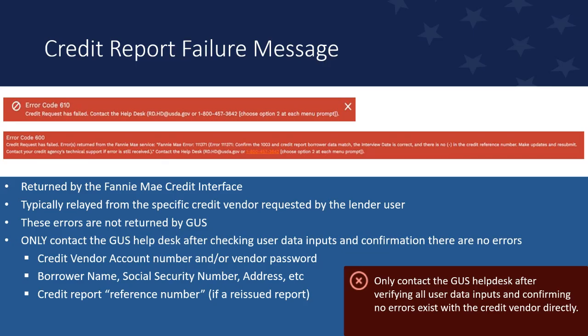If no errors are found, then we recommend reaching out to the credit vendor to resolve this before you contact the GUS help desk. As a last resort, contact the GUS help desk with a screen print of the error message. Again, the account number and password are the same as you would use on your credit vendor's website.